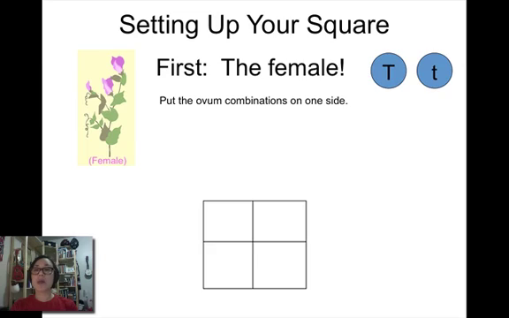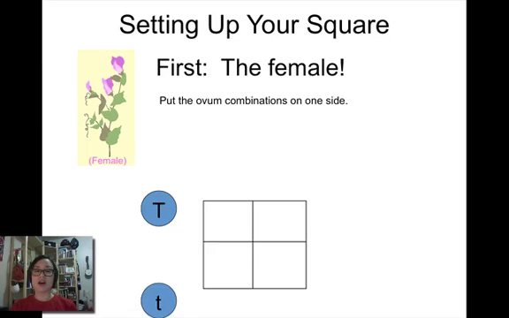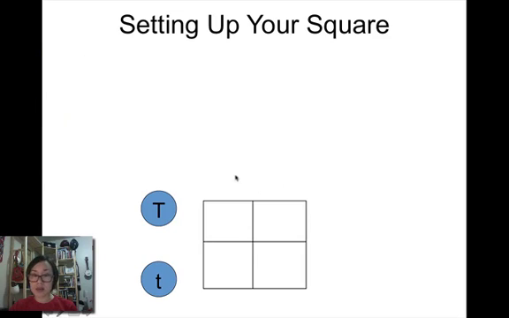So now that I know what my ovum combination is, I'm going to go ahead and put it along the side of my Punnett square. Now again, you guys could choose to put it here instead if you wanted to, but we're just going to go ahead and put it here for now.